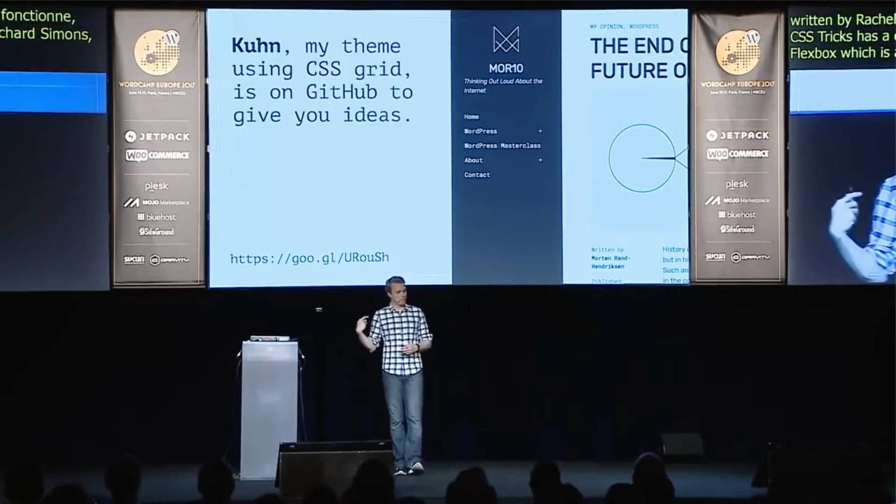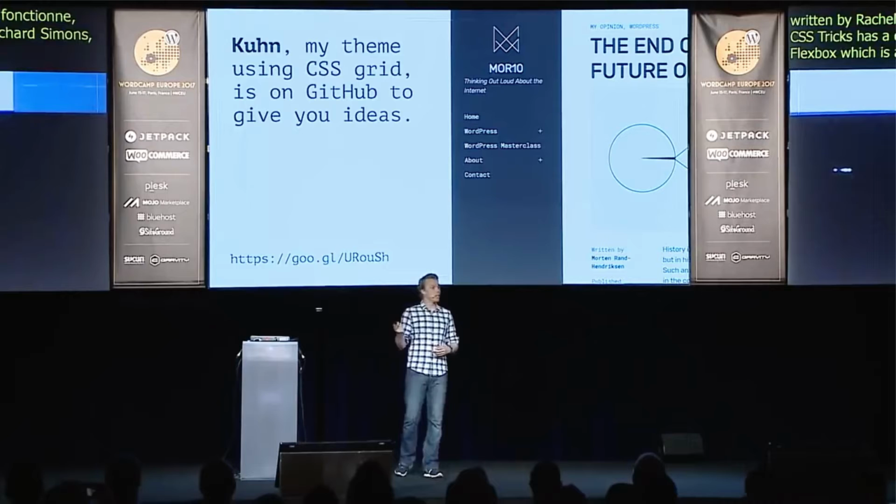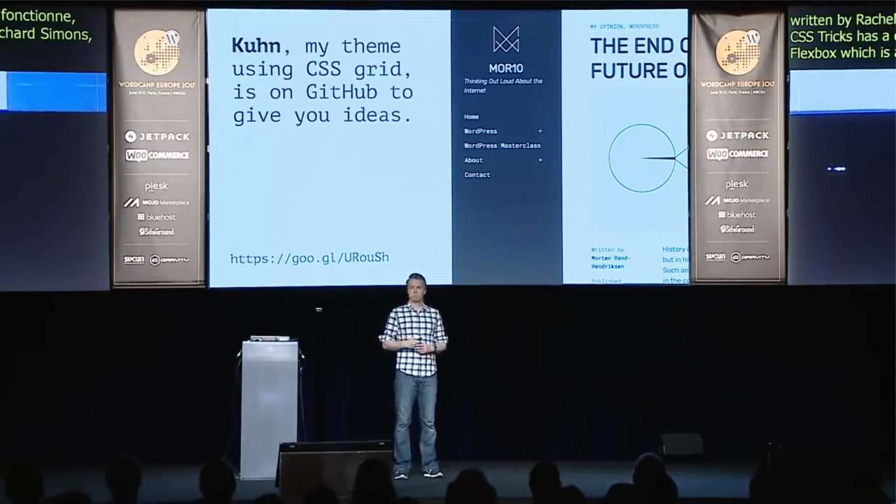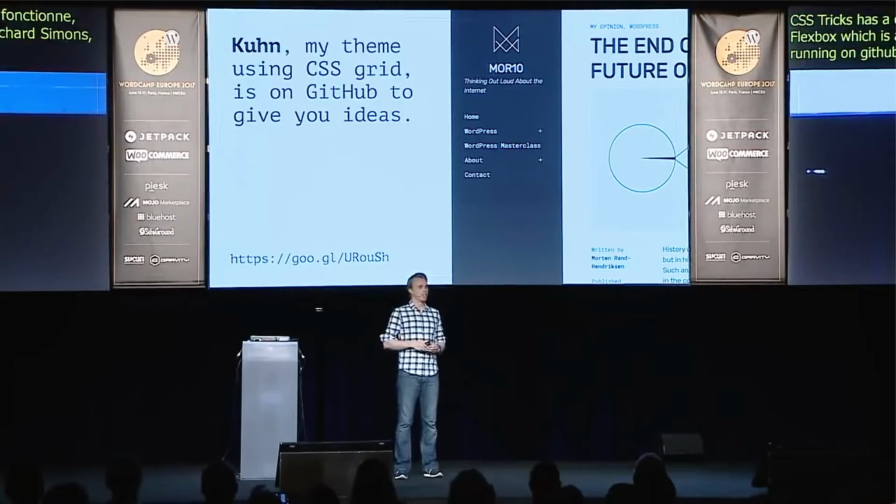Kuhn, my new theme, which is running on my website, is on GitHub, and you can go check it out, pick it apart, send pull requests, complain about the lack of internationalization. What you'll notice is CSS Grid respects text direction. So there is no RTL style sheet, because with CSS Grid, you don't need it anymore.